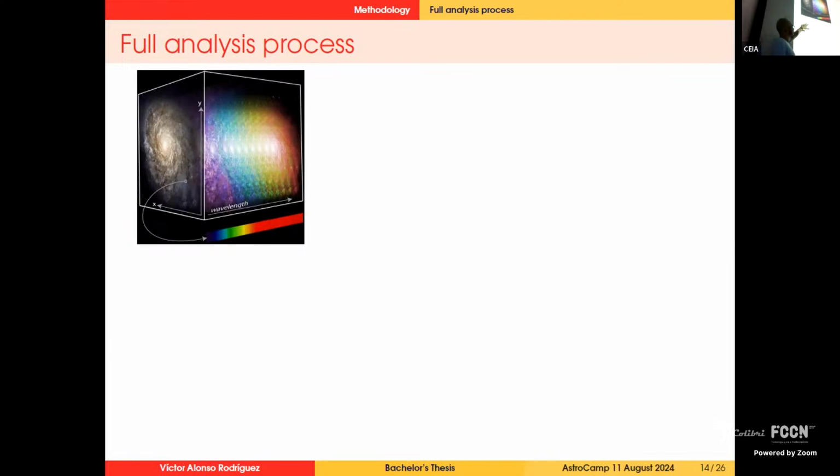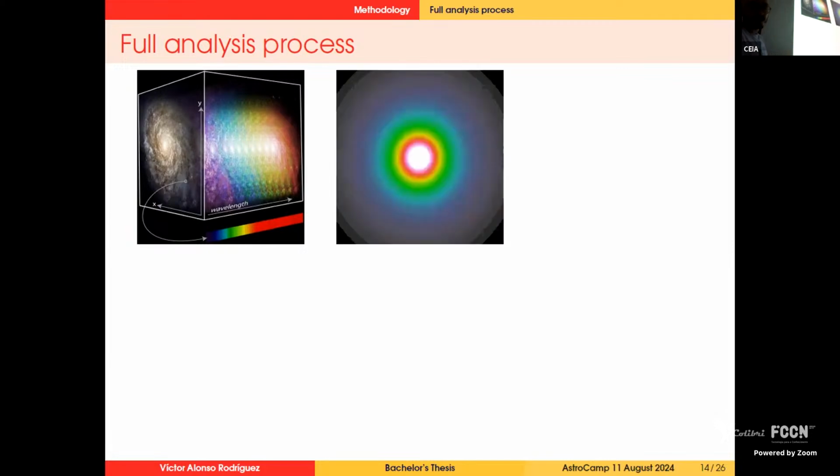That's why we need the spectrum, because we want to modify the spectrum in a way that we can see, okay, this galaxy is simulated in the Hubble Space Telescope, in the James Webb, or in the Euclid. So we did that simulation. Then we need to obtain this image.